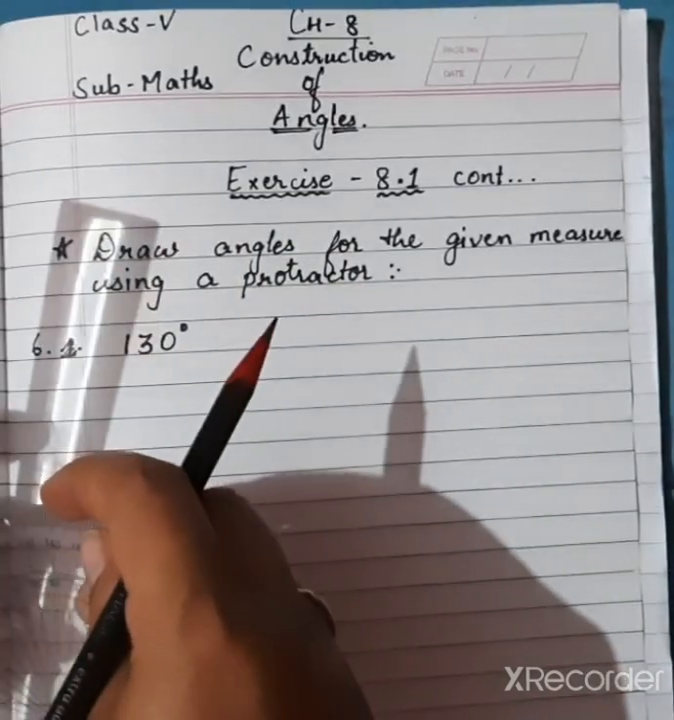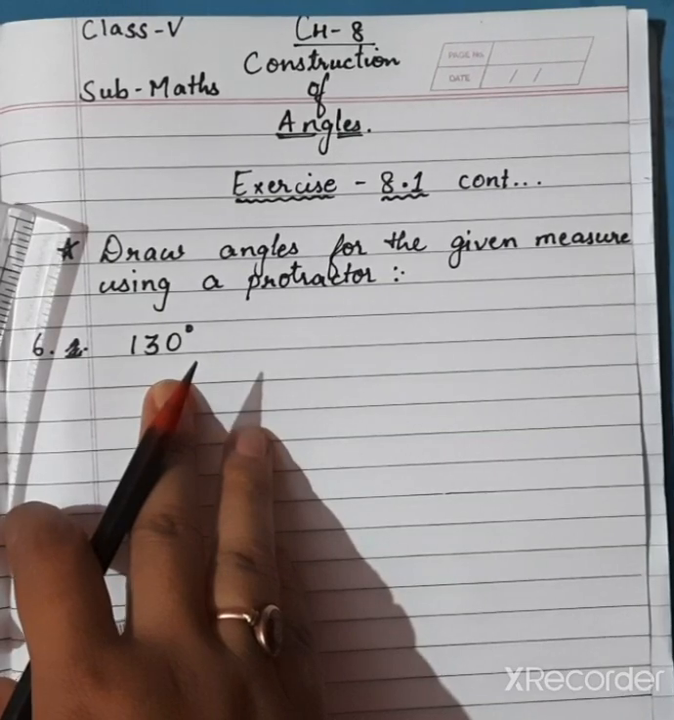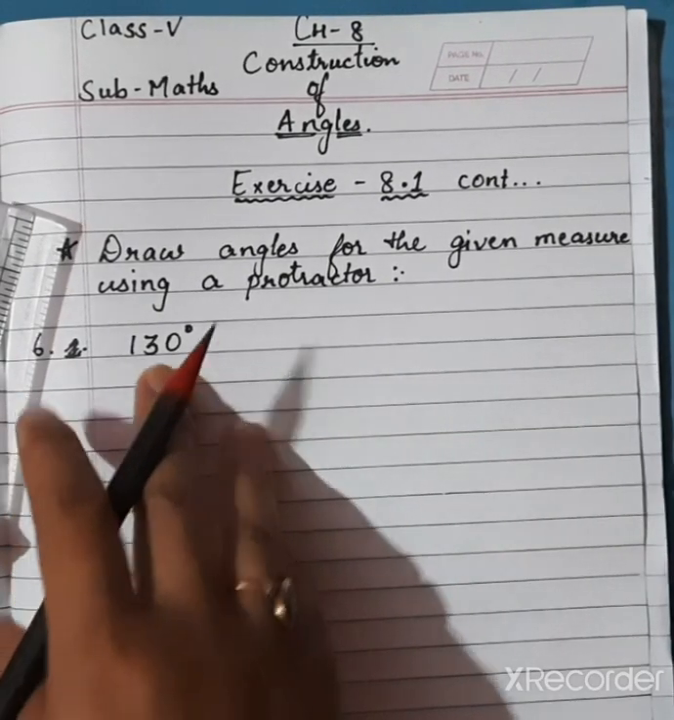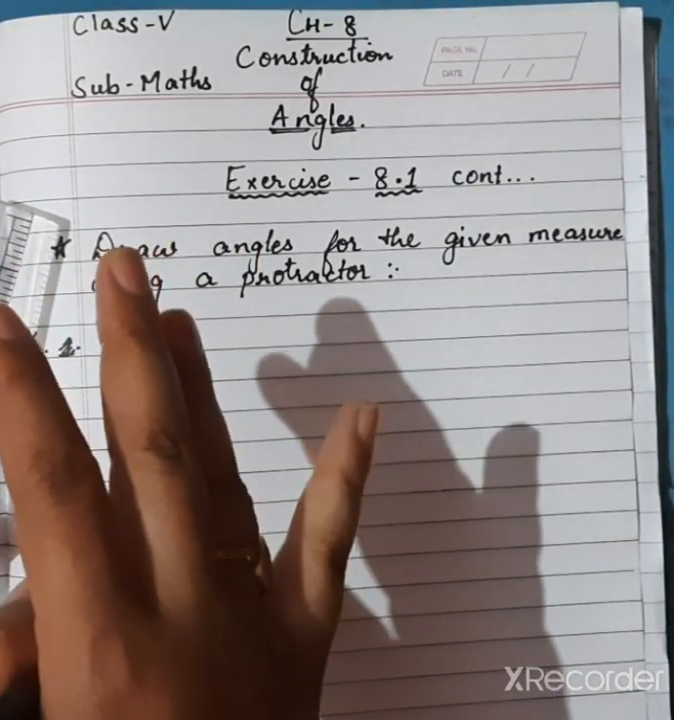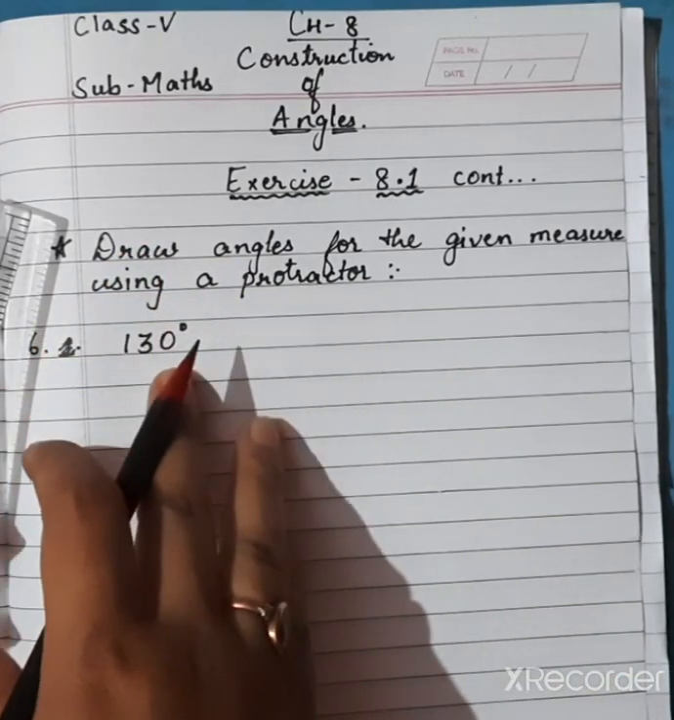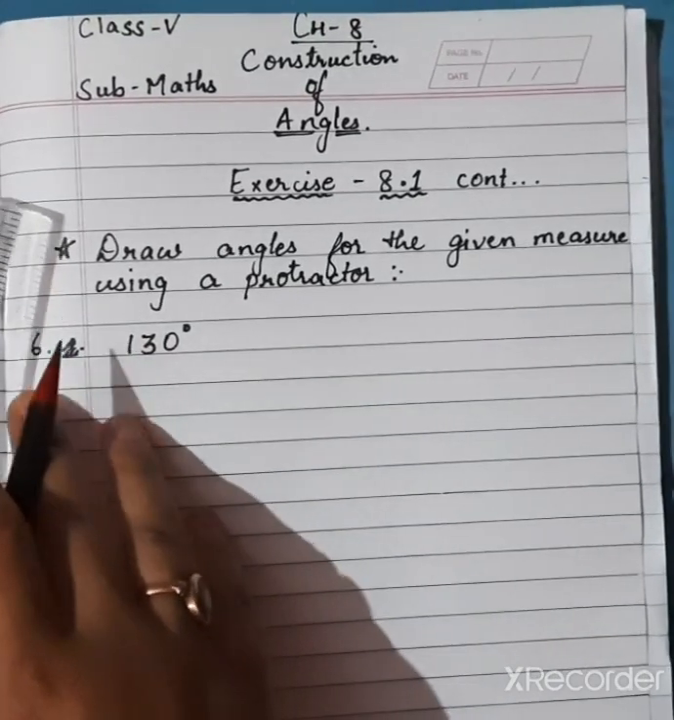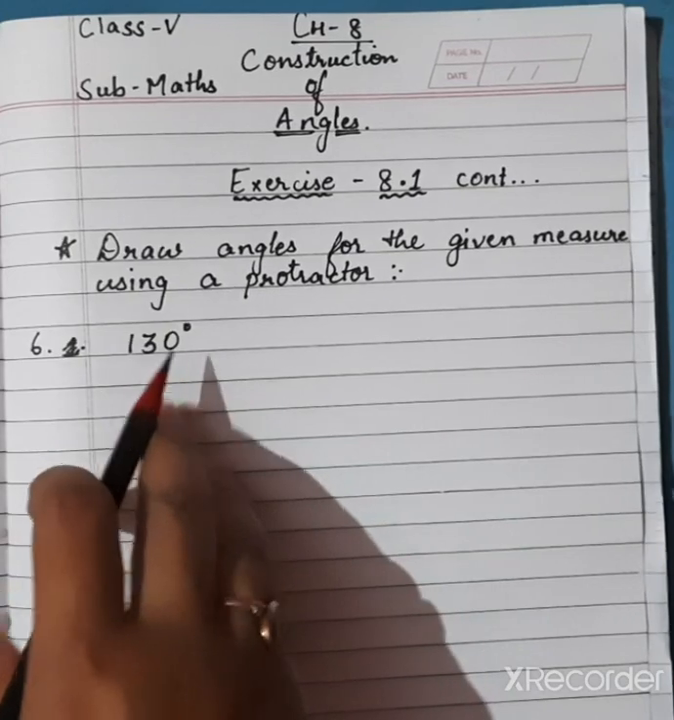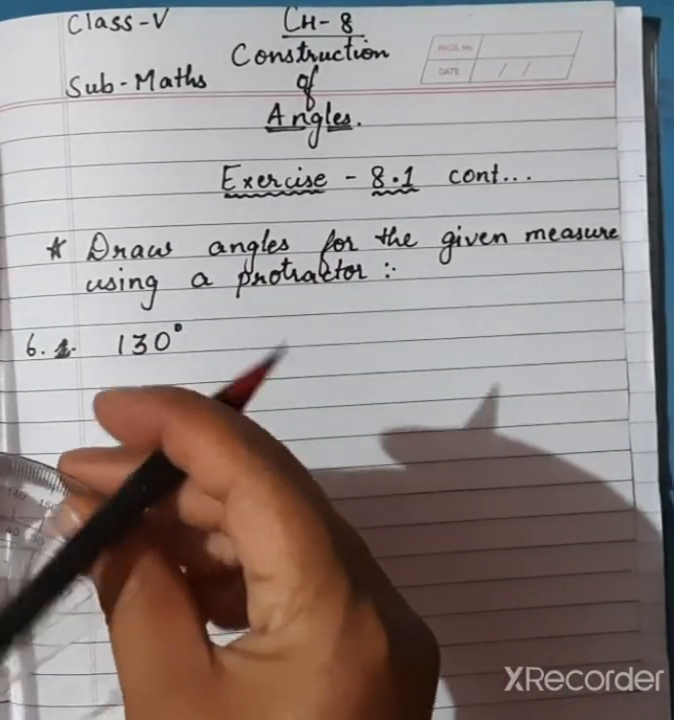So let's start. Already 5 constructions of angles we have done. That was 30, 45, 50, 60 and 90. Those you are supposed to draw with the protractor. Now we'll start today with the 6th construction, that is 130 degrees, by using this scale, protractor and pencil.